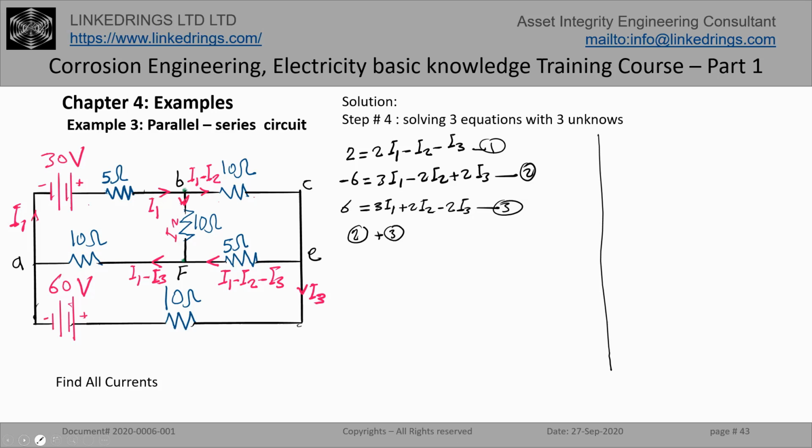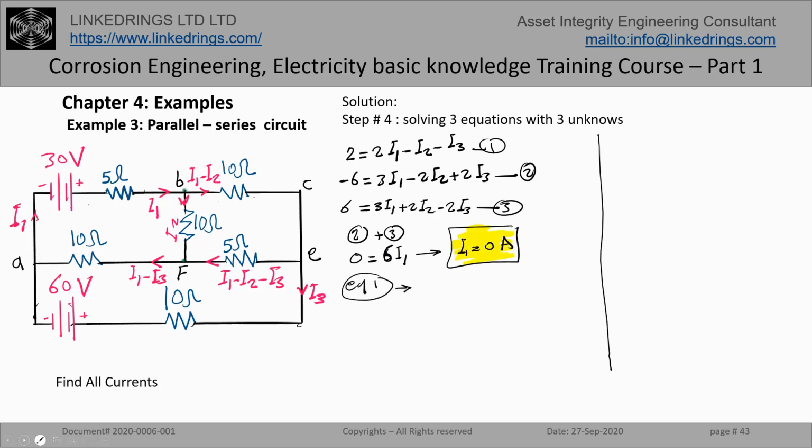How do we solve it? If we notice here, equations 3 and 2 are similar. So if I sum them together, I am going to reduce the number of unknowns in the newly generated equation, because I2 will be removed. So equation 2 plus equation 3: minus 6 plus 6 is 0, equal to 3 plus 3 is 6 I1, and I2 will be deleted, and I3 also will be deleted. So by this, I know that I1 equals 0 ampere. Great.